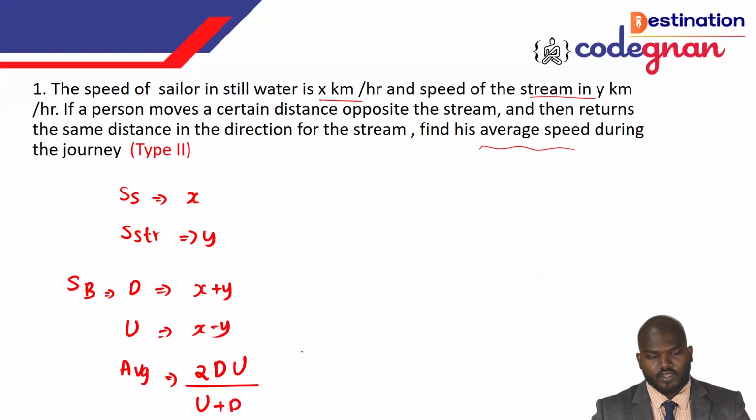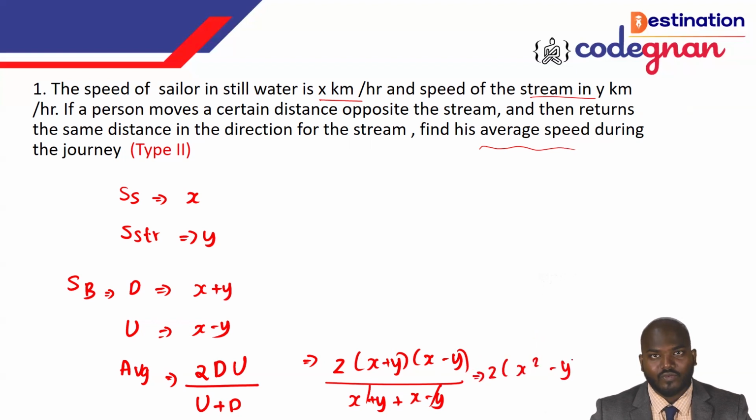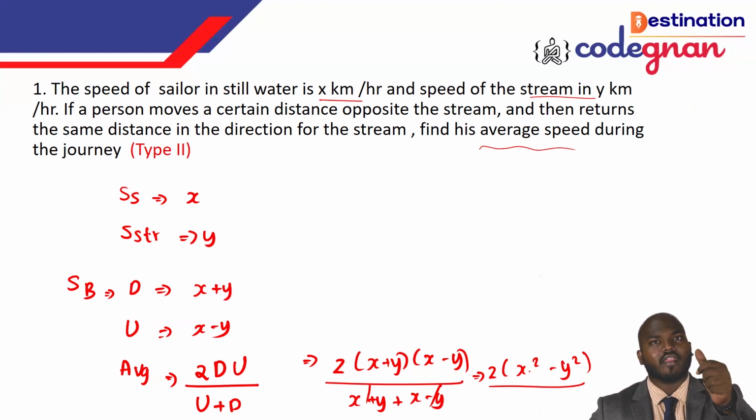This is the formula. You see this one? The average speed is equal to 2 times (x plus y) times (x minus y), over (x plus y) plus (x minus y). The y gets cancelled. If you cancel this, you will get 2 times x square minus y square, because the above formula is derived from a plus b times a minus b, so you can call it the x square minus y square formula directly.